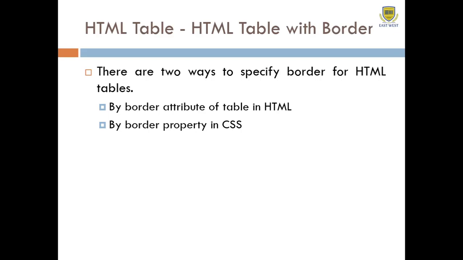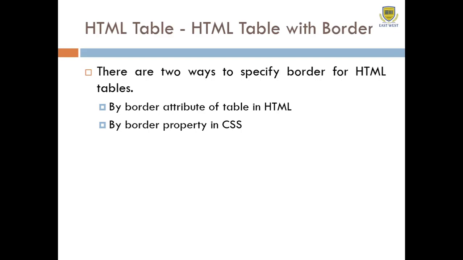So first one is the border attribute of table in HTML. In normal HTML code, I can use one attribute called border, or else in CSS I can go for the border property. Basically there are two ways I can specify the border for the HTML table. We have the border attribute of table in our HTML directly, and if I want to use cascading style sheets, there is again one property called border. Let us check out both things.